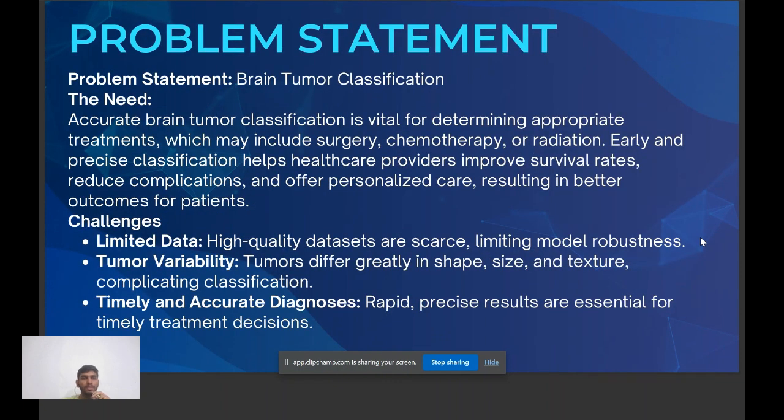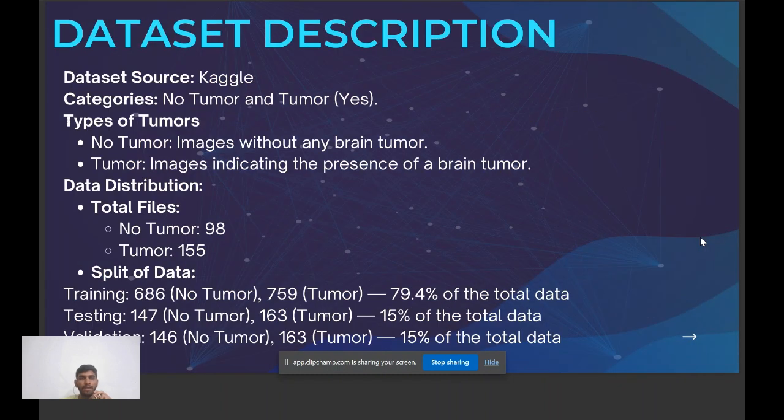The problem statement is to provide accurate brain tumor classification, which helps healthcare providers improve survival rates, reduce complications, and offer personalized care, and which is also helpful for early prediction of a disease for the patient. Coming on to the data set, we have sourced it from Kaggle, and there are two categories, that is no tumor and tumor.